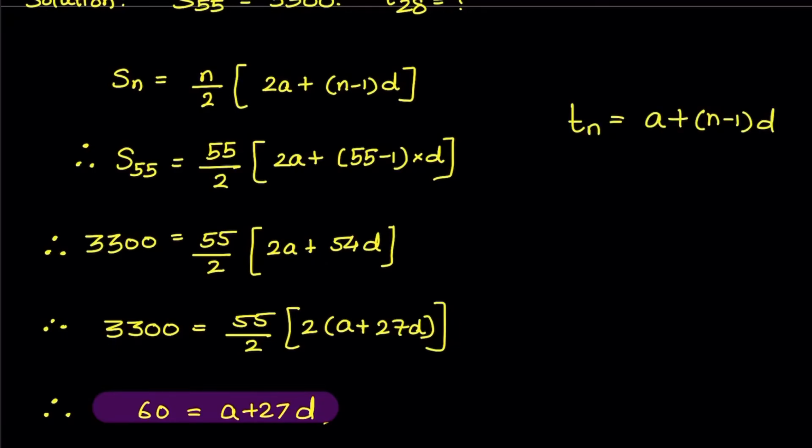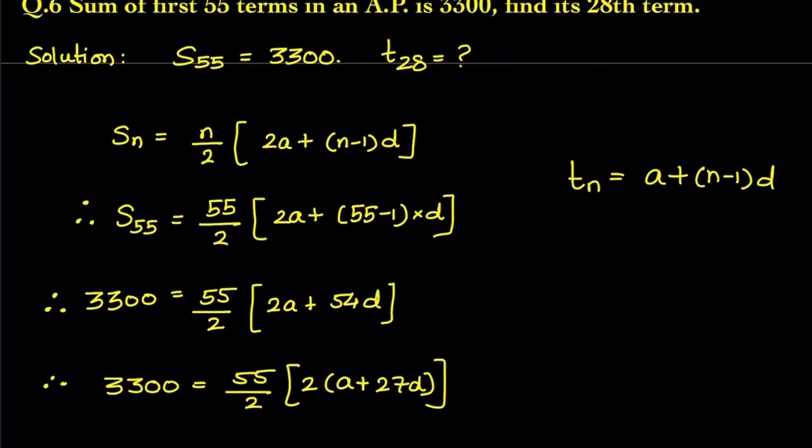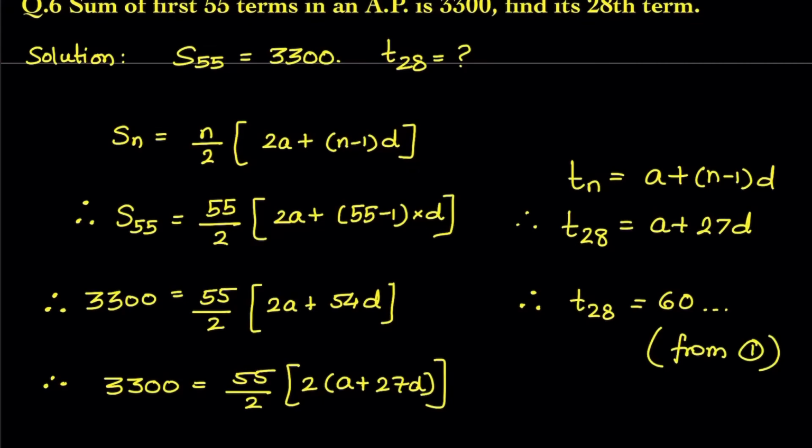So now we will find the value of T28. Use the formula tn equals a plus (n minus 1)d. So T28 equals a plus 27d, since 28 minus 1 is 27. Okay, so T28 will be a plus 27d, which is 60. So write this as equation 1, and by using equation 1 we get T28 is 60.